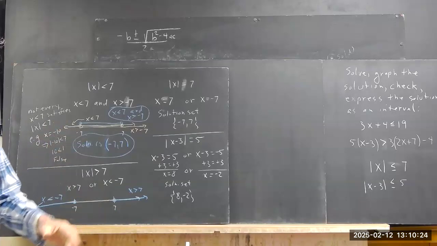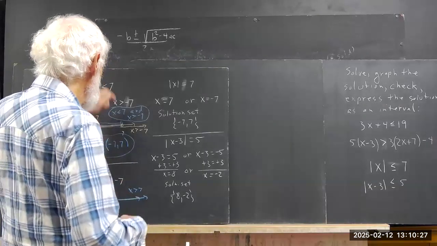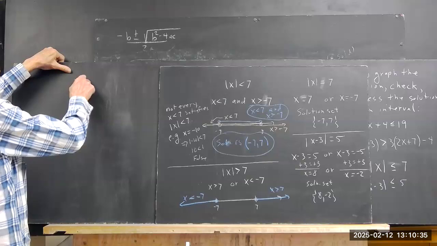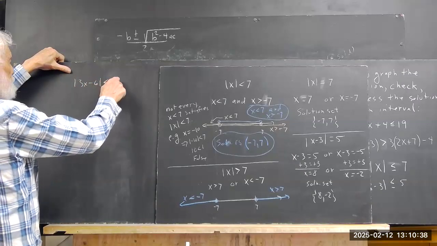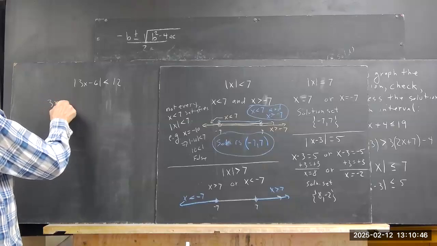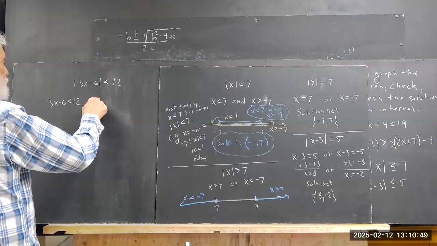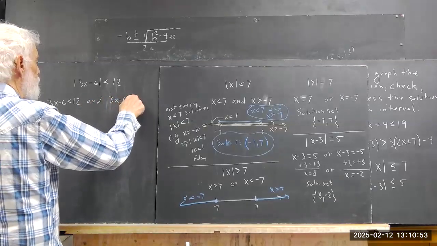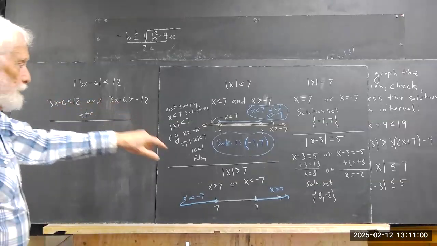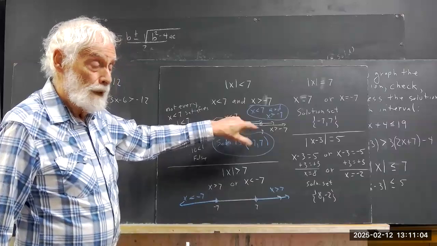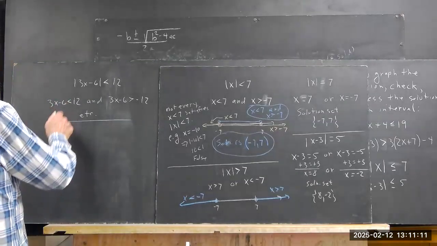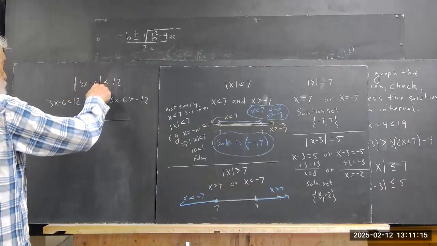That's the difference between and and or. Now quickly, because the rest is actually pretty easy, and it's a good thing because we don't have much time. What if we had absolute value of 3x minus 6 less than 12? Well, that would break into 3x minus 6 less than 12 and 3x minus 6 greater than negative 12. So you would solve the inequalities and you would get two intervals just like you do here. You have to go through a couple of steps to do that, but you know how to do those steps.